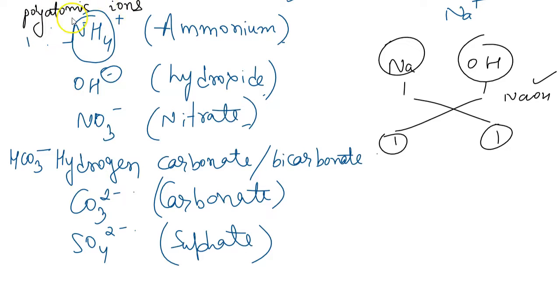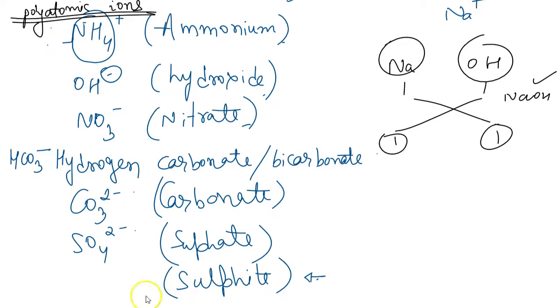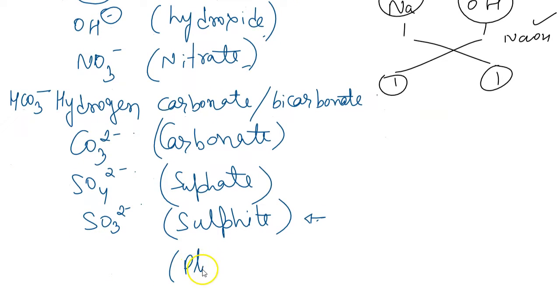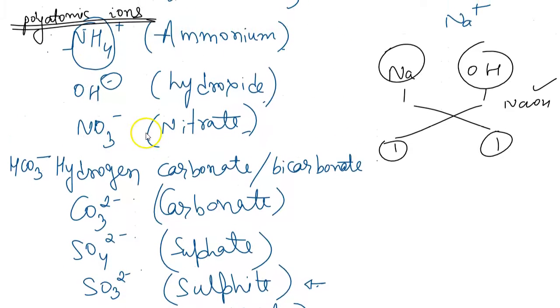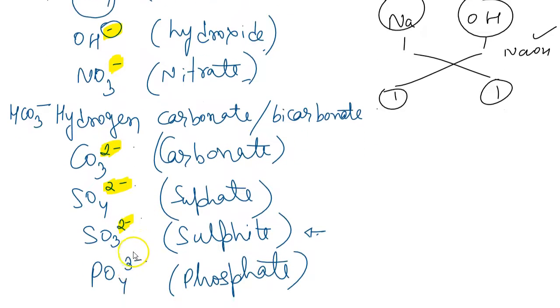So all these are general ions which I am writing. They should be remembered. Then we have sulfite. Sulfite is not that much used. Rest all are very much used. So sulfite is SO3 2 minus. And finally we have phosphate. Phosphate is PO4 3 minus. So these polyatomic ions we will remember along with the names, and mainly we will focus on their valencies. That means how many plus or how many minus is present.